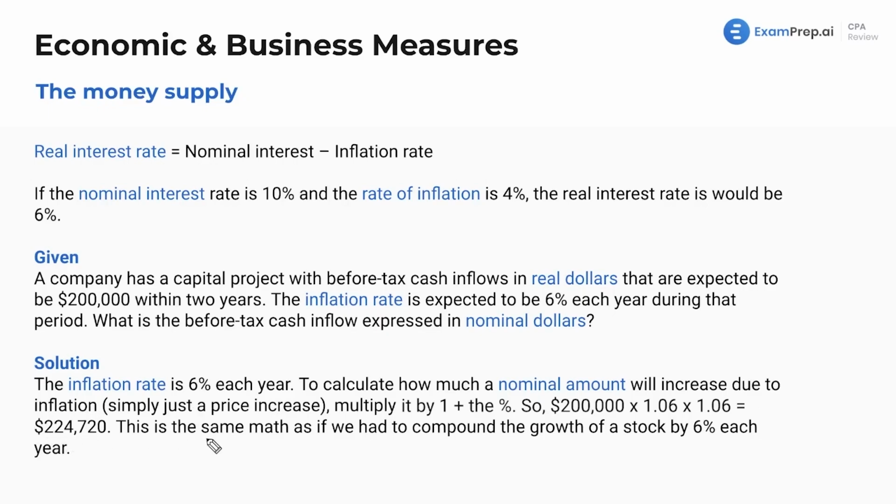That gets us to $224,720. This is the same math as if we had to compound the growth of a stock by 6% each year. And this is all before tax. We're not taking into account tax, which is nice. We don't have to worry about it. So this is taking into account inflation. So this is the normal process in real dollars.